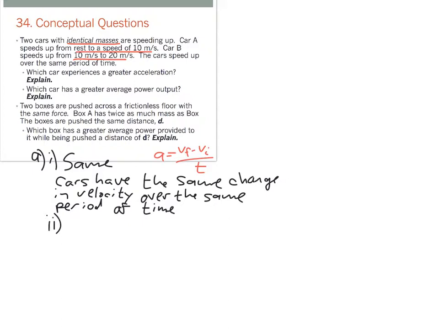For the second one, if we think about which car has a greater power output, that's going to be car B.